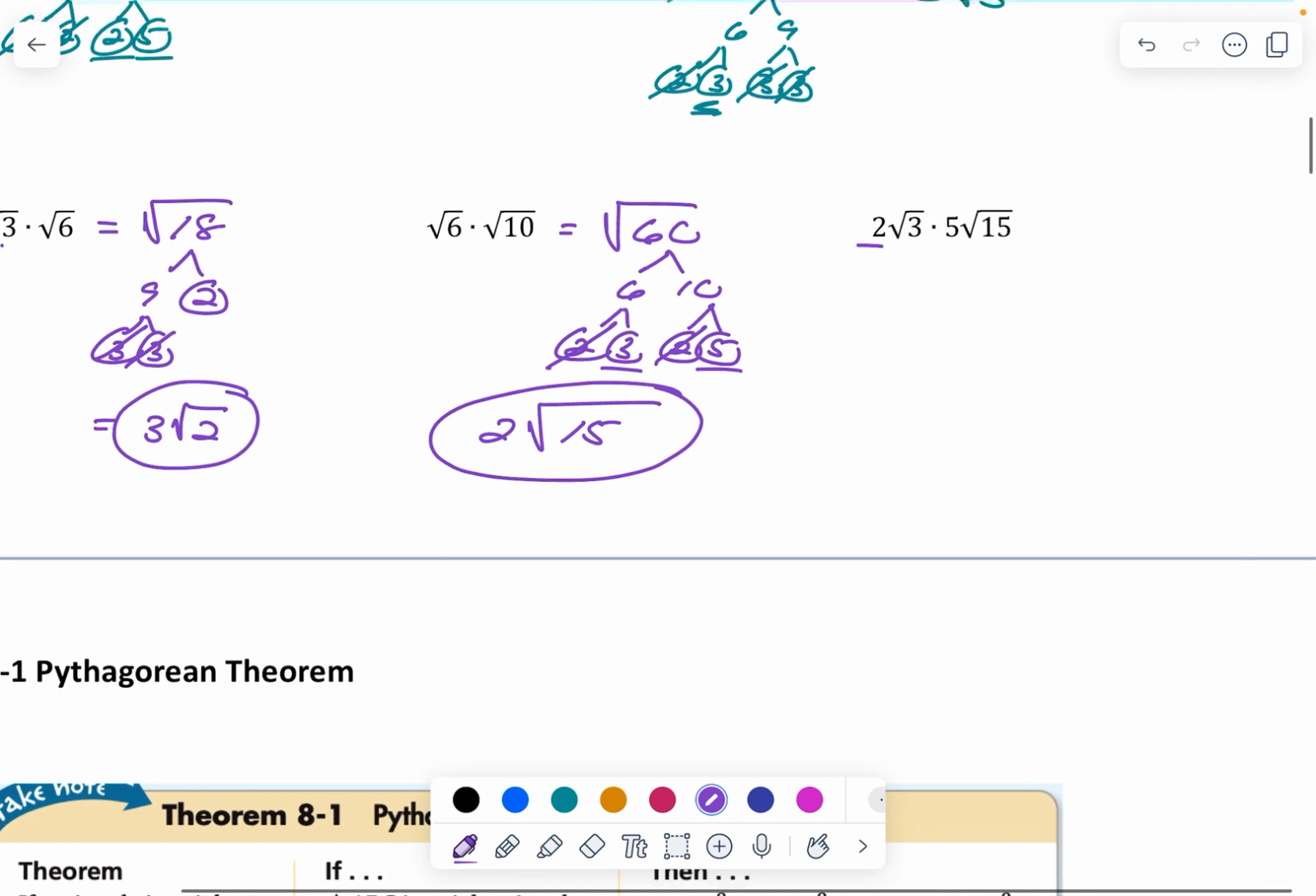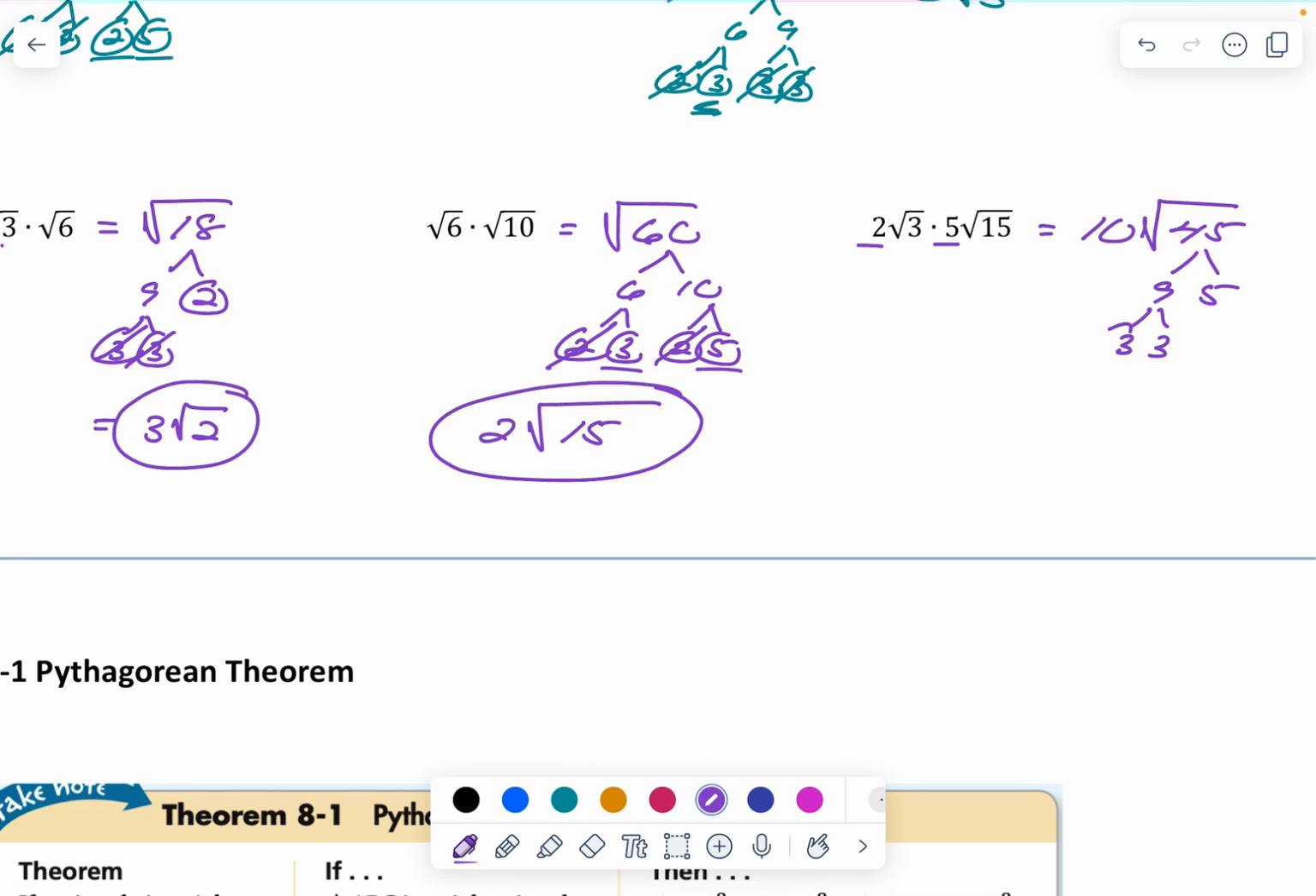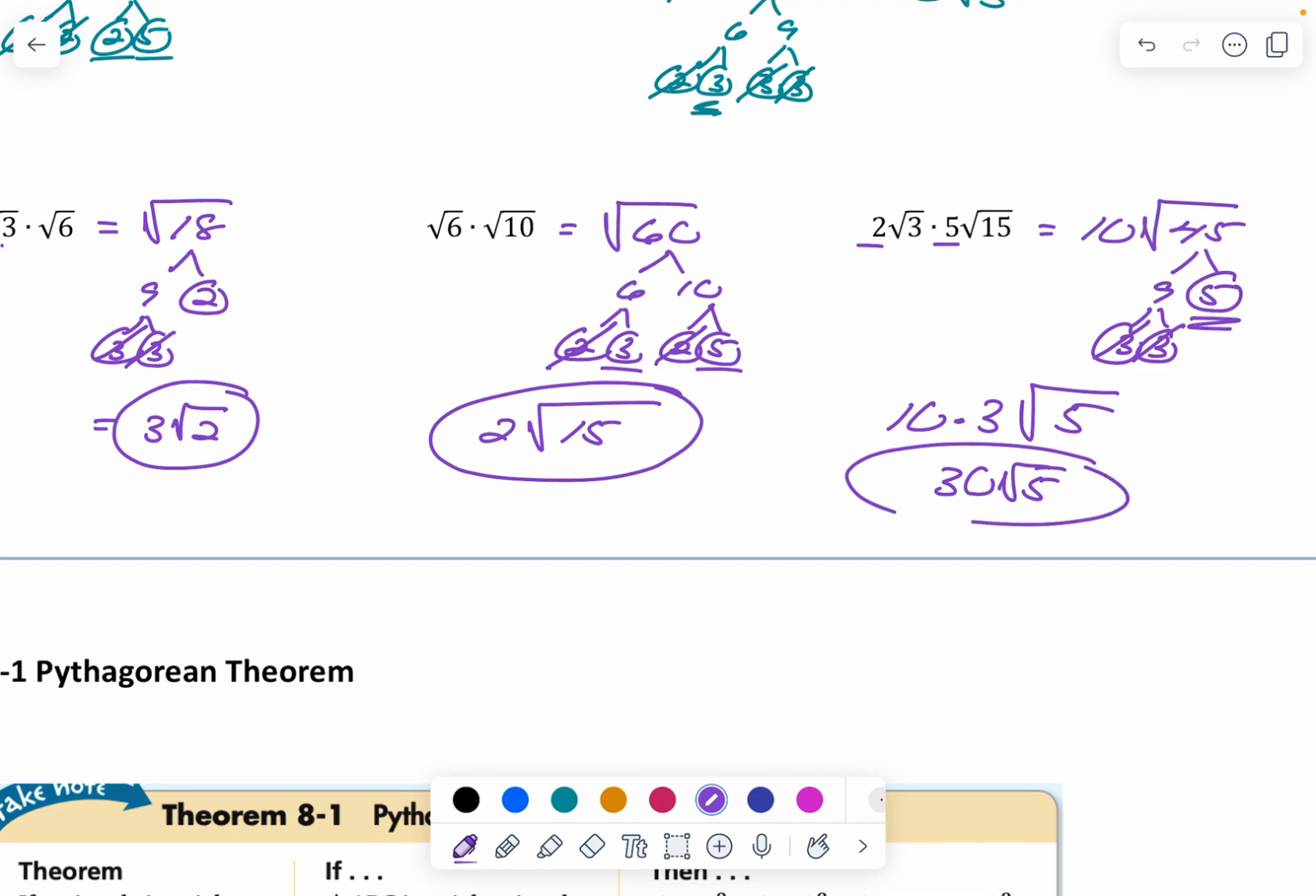Finally, again, you multiply the outside parts together. So 2 times 5 is 10. 3 times 15 is 45. And so now we simplify the 45, so that's 9 times 5, 3 times 3. So that 3 comes out. Well, guess what? When that 3 comes out, it's going to multiply with the 10. And so that's going to be 30 square root of 5 as our final answer. That 5 stayed inside.